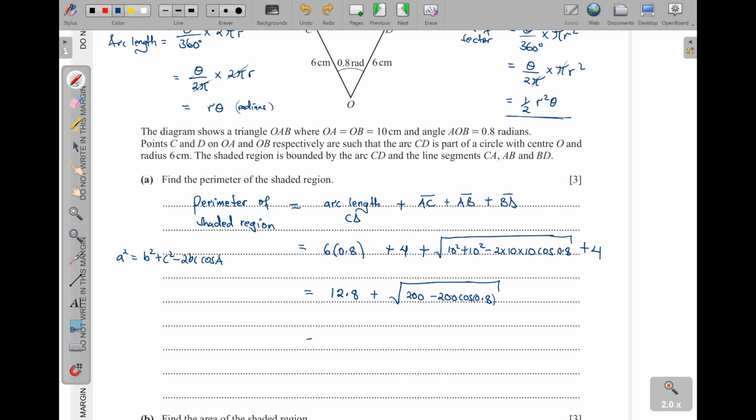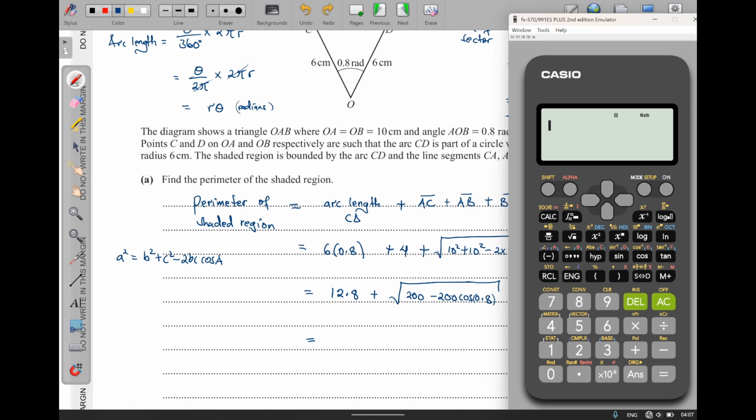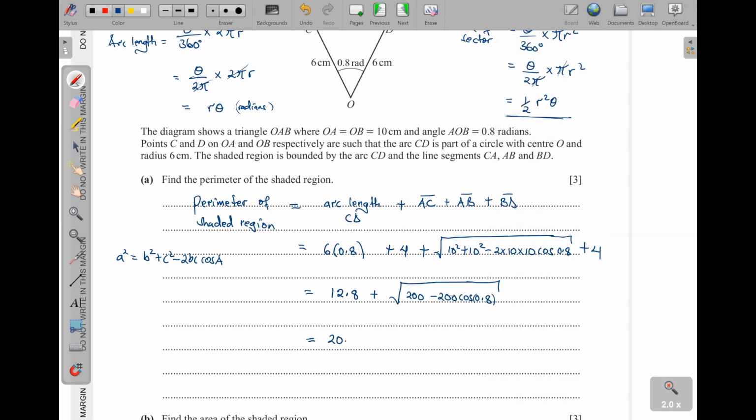So altogether, when we put this one in the calculator to 3 significant figures, what do we get? My calculator here is in degrees, so I need to change it to radians. I will press shift, then mode, radian 4, and then you can press 12.8 plus the square root of 200 minus 200 cosine of 0.8. The answer is 20.6 centimeters to 3 significant figures.